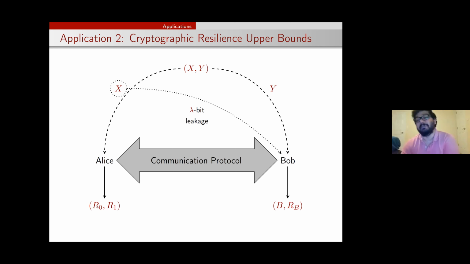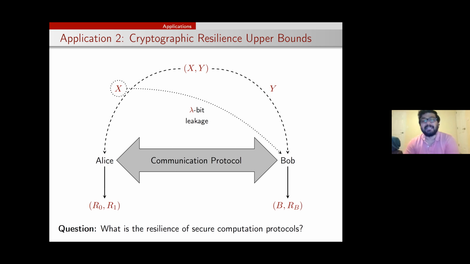not be secure anymore. So the question that arises here is how many bits of leakage does Bob or Alice need to rule out the possibility of general secure computation? We will see that this also can be solved using the problems that we introduce in this talk.